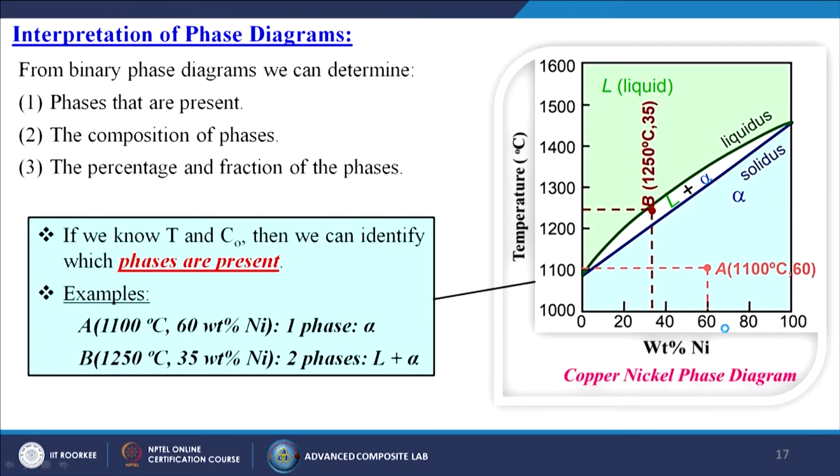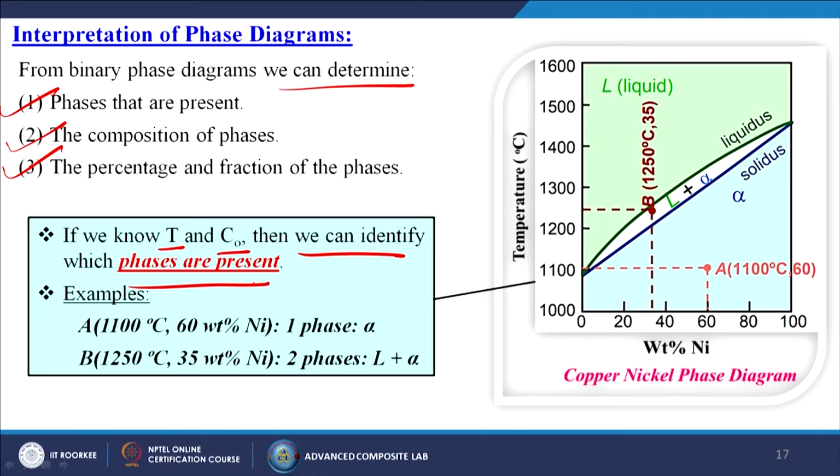Now, what interpretations can we make from the phase diagram itself? From binary phase diagrams we can determine the phases that are present, the composition of the phases, and the percentage and fraction of the phases. How? If we know the temperature and C0, then we can identify which phases are present. Here we are giving examples.